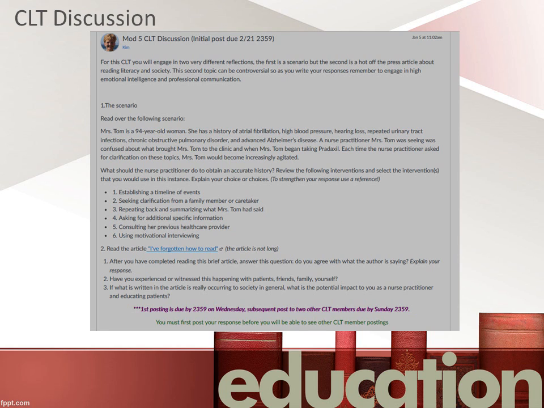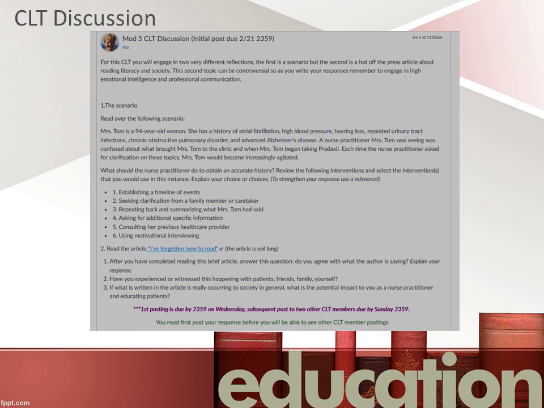So here's an example. If I write this like this, I'm going to assist obtaining accurate information from Mrs. Tom by, I'll establish some timeline of events with her. I'll ask for clarification from a family member, and I'm going to obtain medical records from a prior provider to help me understand her history. Okay, that's good, but why? Why are you going to establish a timeline of events? What's your rationale for doing that?